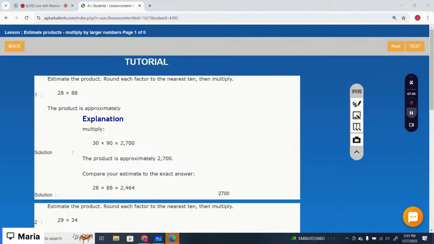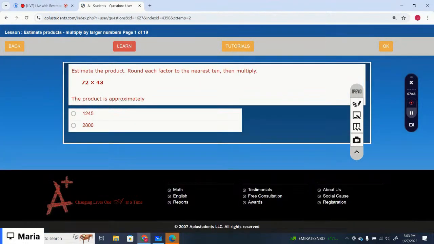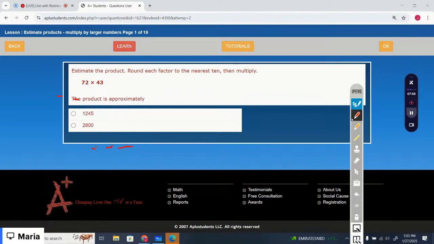Let's just start with the test questions. Estimate the product, round each factor to the nearest 10 and then multiply. So you have 72 and 43. So 72 is rounded off to which 10? 70 it is, because that is just two numbers away from 70, right? Same way 43 is rounded off to 40 because that is just three numbers away from 40. So you have to do 7 times 4. 7 times 4 is 28 and then you have to add zeros. So that is 2800. Option number 2 is the correct option.